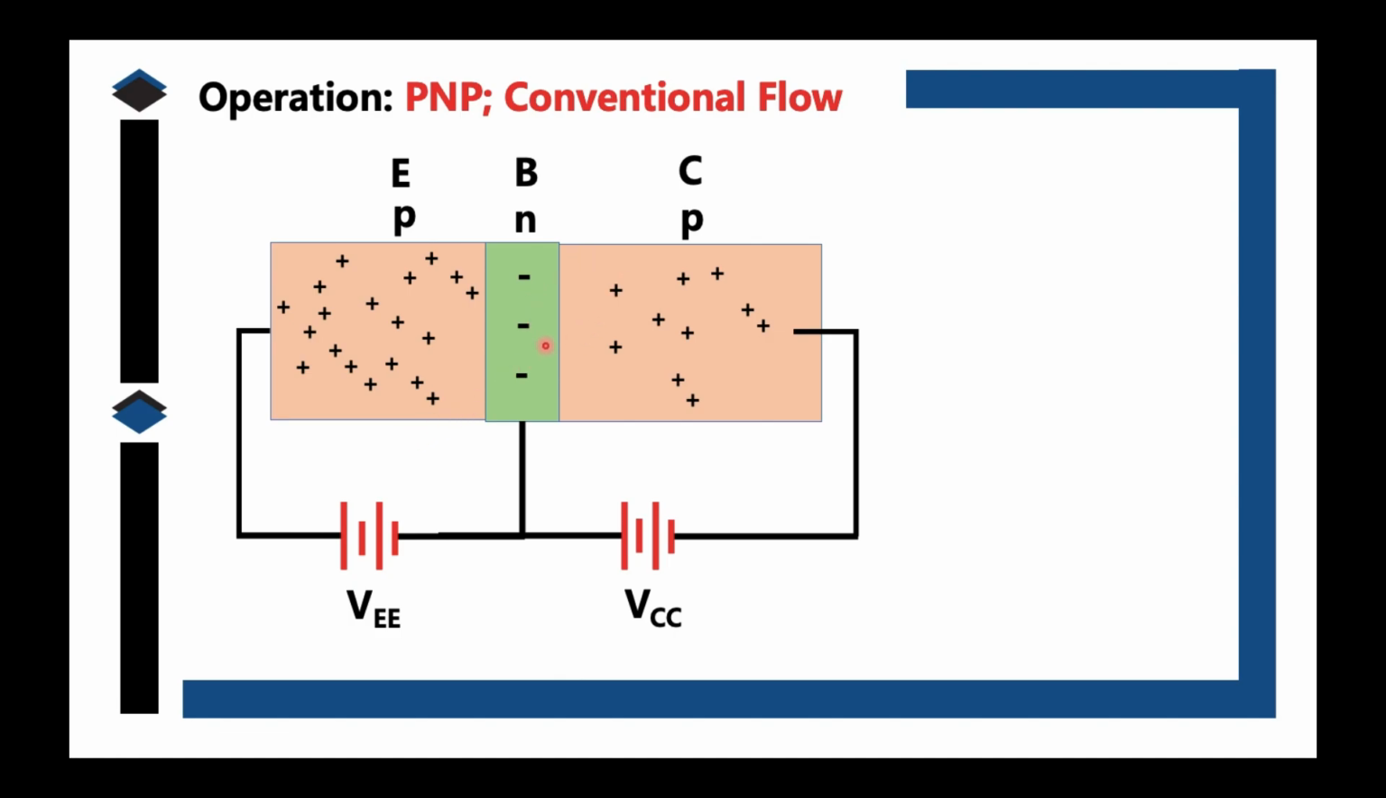Okay, let's move forward to the base-collector junction. The N layer is connected to the positive side and the P layer is connected to the negative side. If you have that type of connection, the bias that you have is reverse bias. And if it is reverse bias, therefore, it offers high resistance.